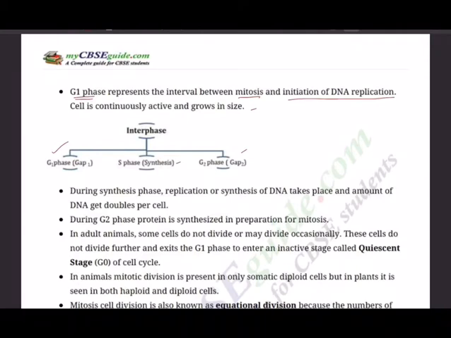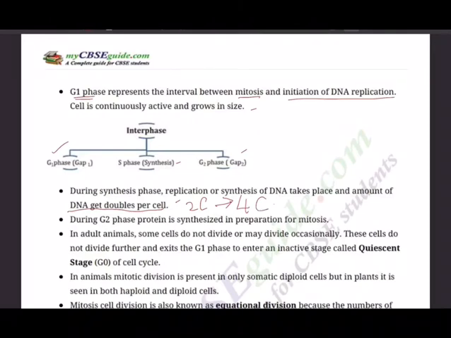Then S phase or synthetic phase. This marks the period during which DNA synthesis or replication takes place. During this time, the amount of DNA per cell doubles. DNA is increasing. Look at that, DNA doubles per cell. If the initial amount of DNA is denoted as 2C, then it increases to 4C. So in the beginning it is 2C, and at the end of S phase it becomes 4C.